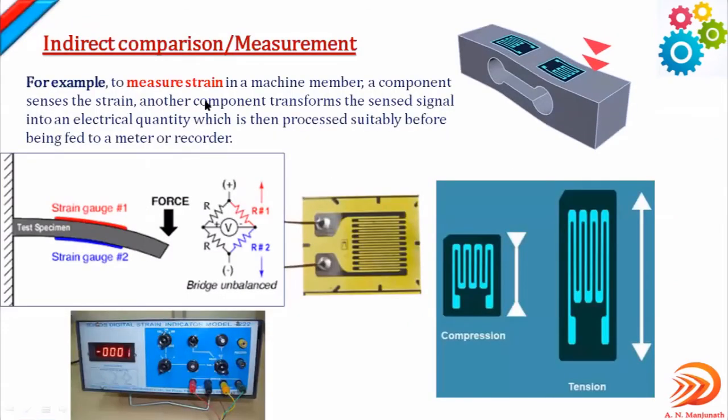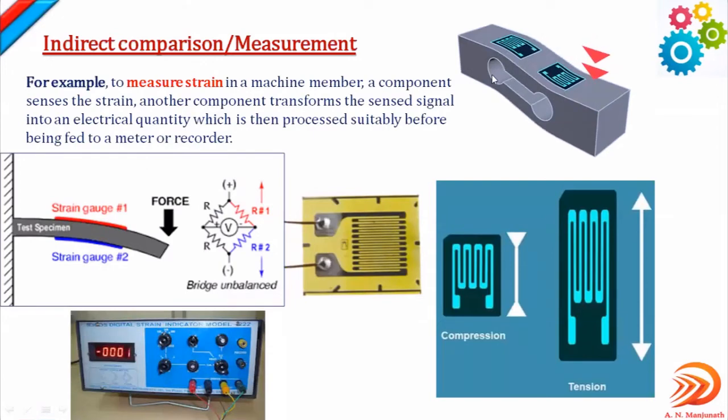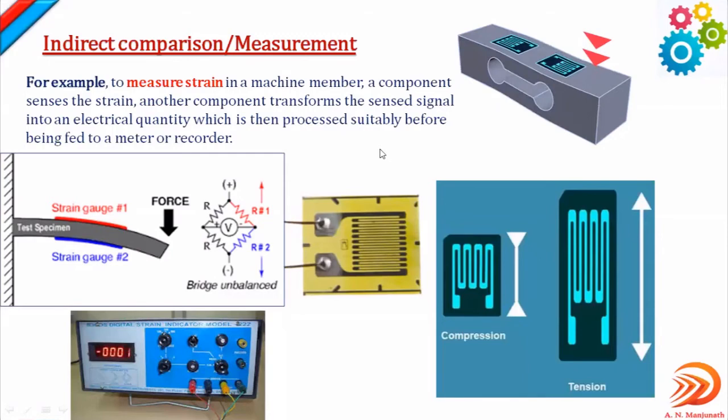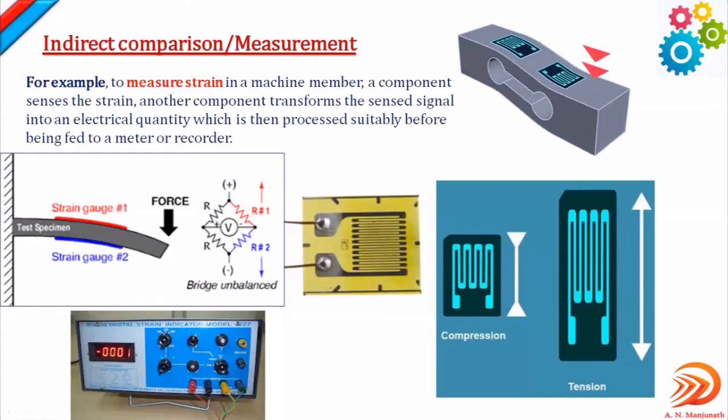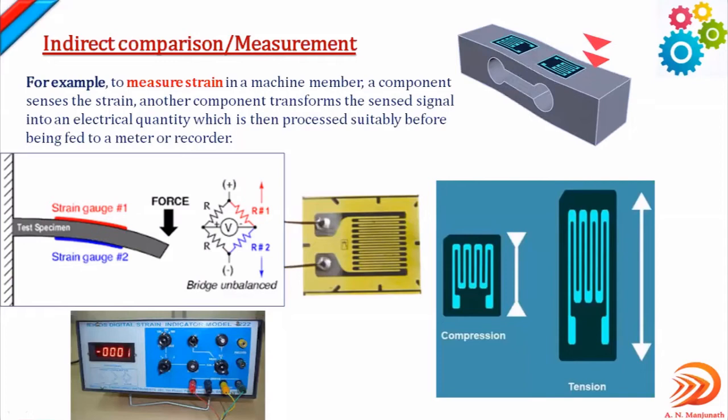See, one example of this indirect measurement or indirect comparison, what you are seeing on the screen, is called a strain gauge. This is also a practical experiment you will conduct in the M lab. The name of the experiment is calibration of strain gauge, which you will perform in the M lab individually. Strain gauge, see the cursor.